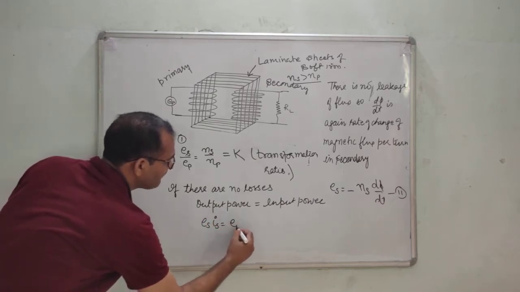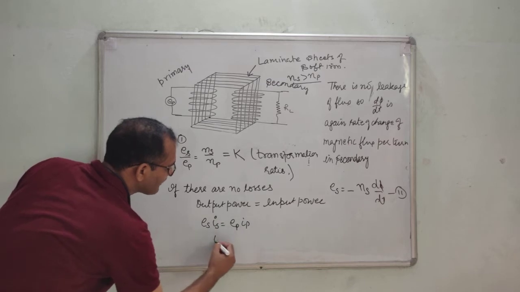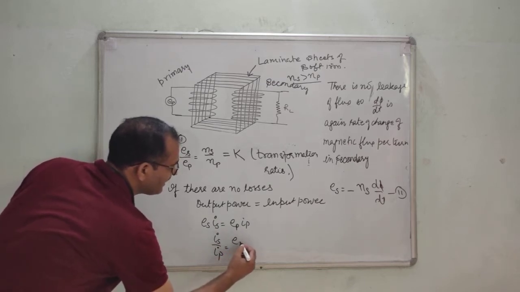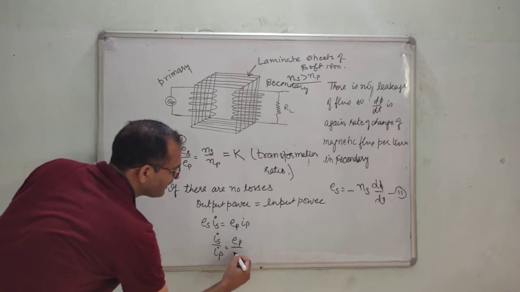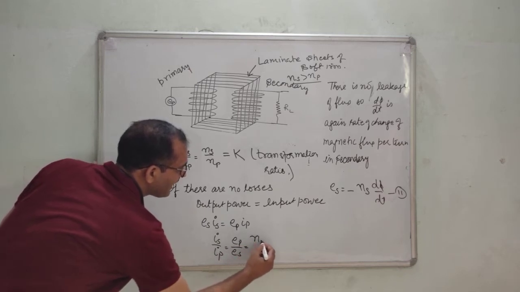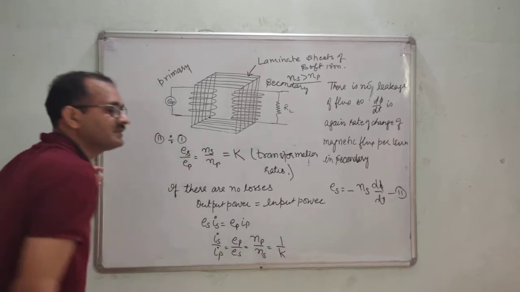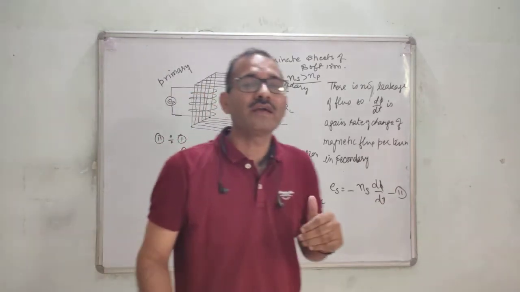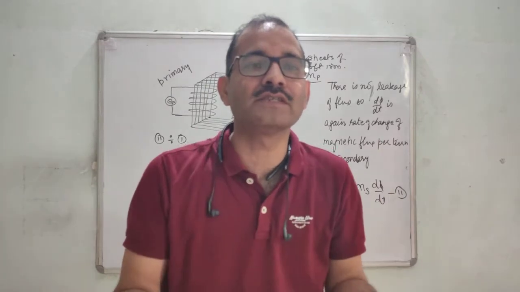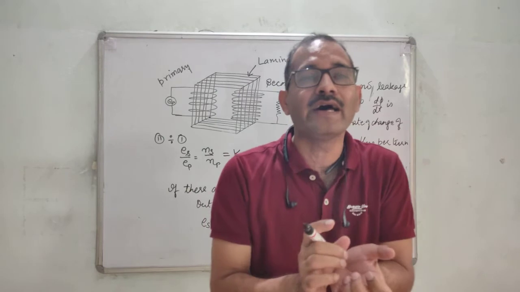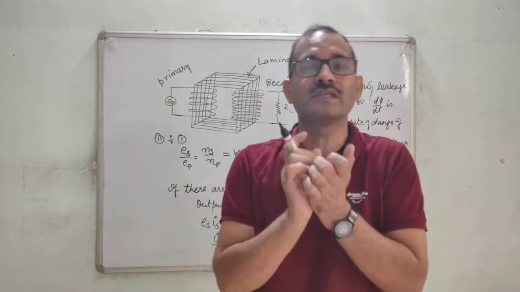ES IS is equal to EP IP. Therefore, IS upon IP is equal to EP upon ES, that is equal to NP upon NS, that is the reciprocal of the transformation ratio. Therefore, we can assume that if there are no losses in the transformer, the current reduces by the same factor as the potential difference increases.